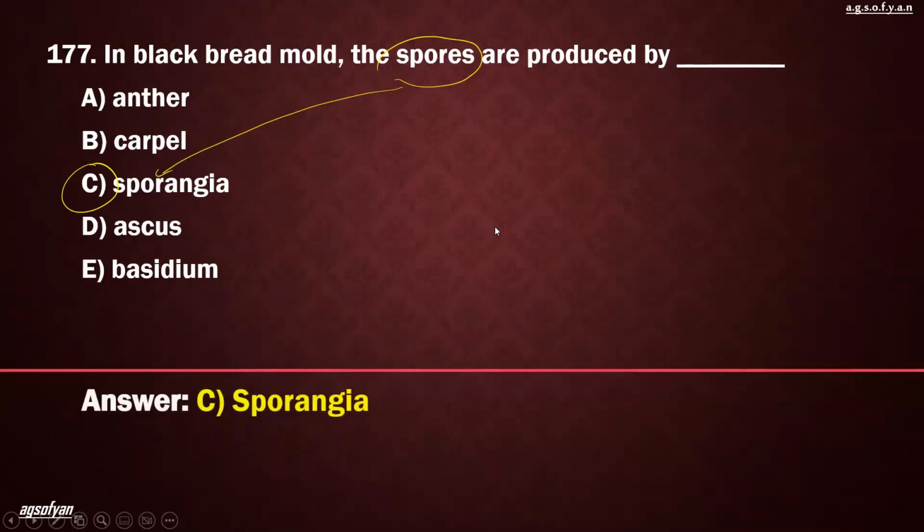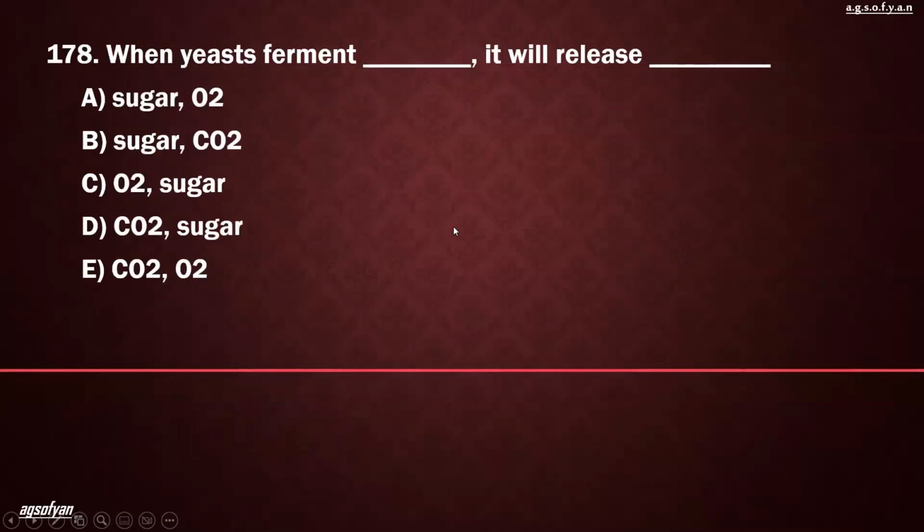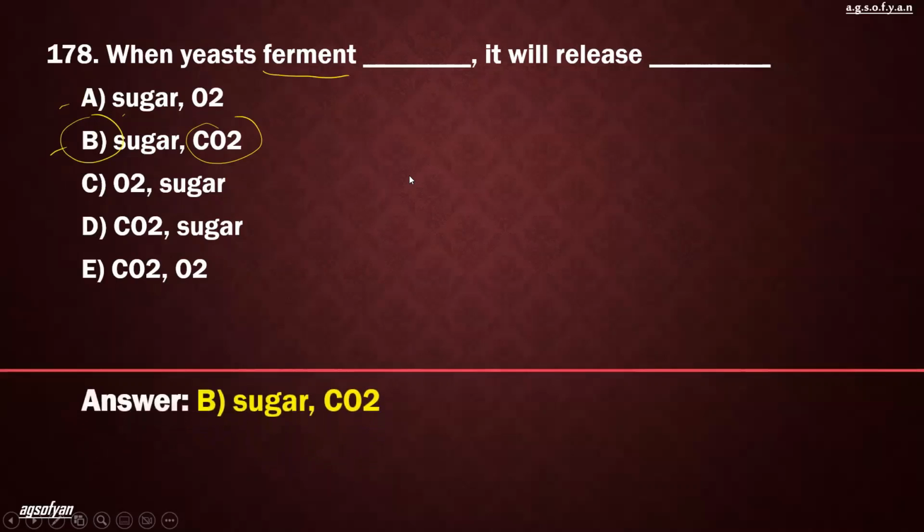Okay, sporangia. When yeast ferment, it will release what? So what is fermentation? What they use, of course, is sugar. So this is correct. Okay. So what is the waste product? It's a gas called carbon dioxide. Okay. So this should be the answer. So yeast, when it ferments glucose or sugar, will also produce bubbles, which is carbon dioxide.